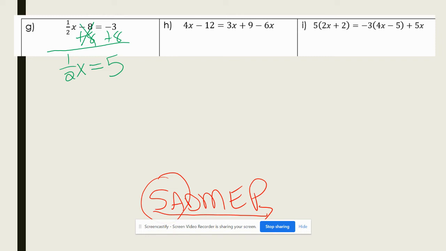Now, yes, that says 1/2, but remember that's also 1 divided by 2. The opposite of dividing by 2 is multiplying by 2 on both sides. So 2 times 1, we have 2x over 2. 5 times 2 is 10, and 2 over 2 simplifies to 1x. So 1x is equal to 10.